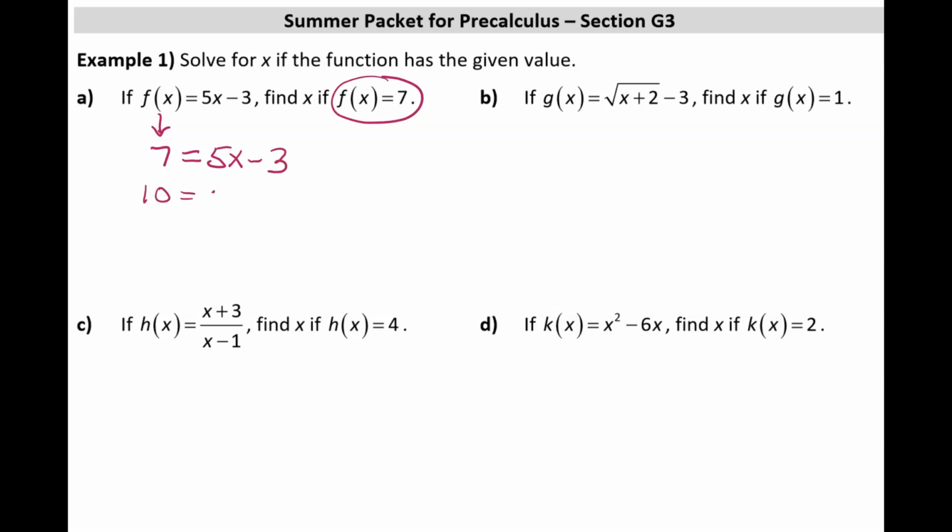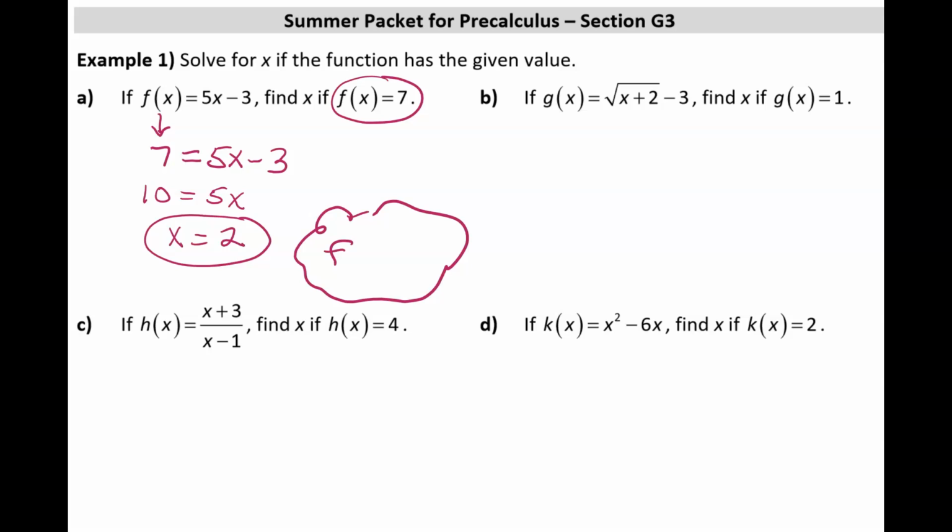Add 3 to both sides, and then divide by 5, and we get x equal to 2. So what this is saying, thought bubble here, is that f of 2 must equal 7.